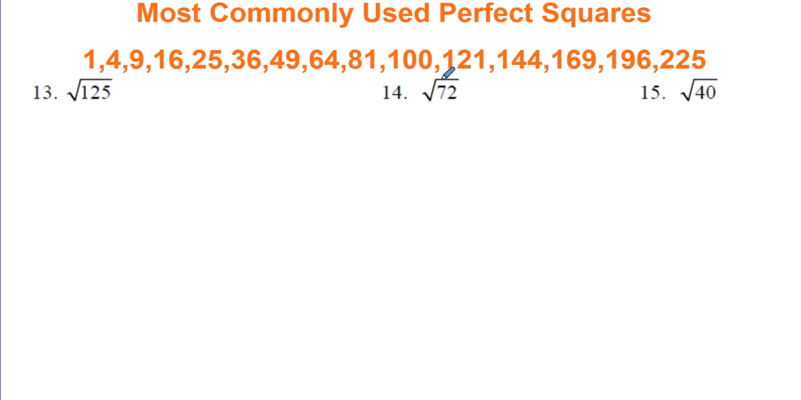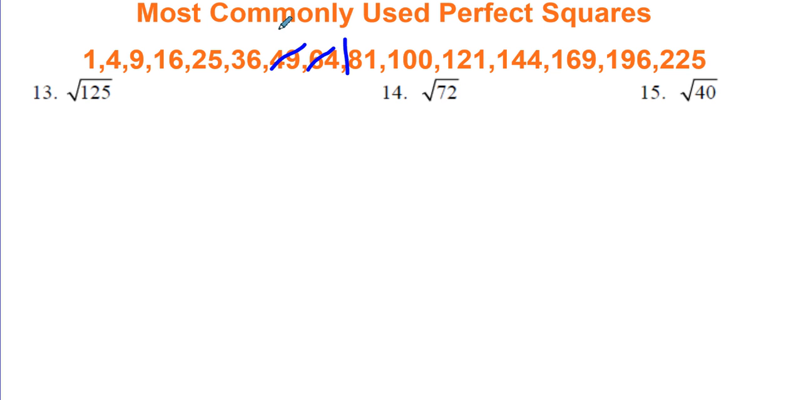Why don't we try number 14? So we want to do the square root of 72. The area of 72 falls between 81 and 64. So we're going to start with 64 and work our way backwards, trying to find the largest perfect square area that we could divide into 72 and get an integer back. So can you take 72 and divide it by 64 and get an integer? No, you cannot. Can you take 72 and divide it by 49 and get an integer answer? No, you cannot.